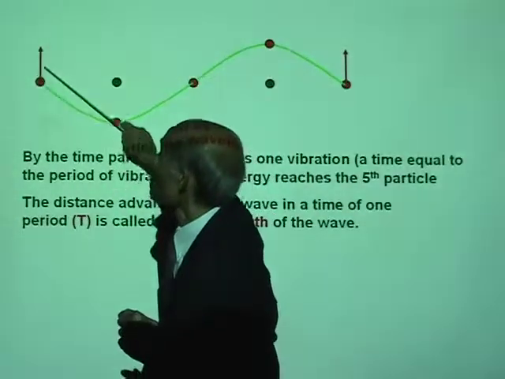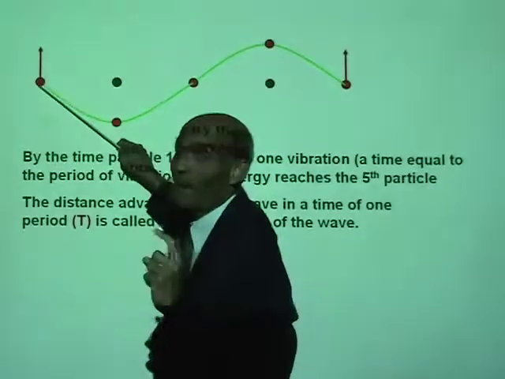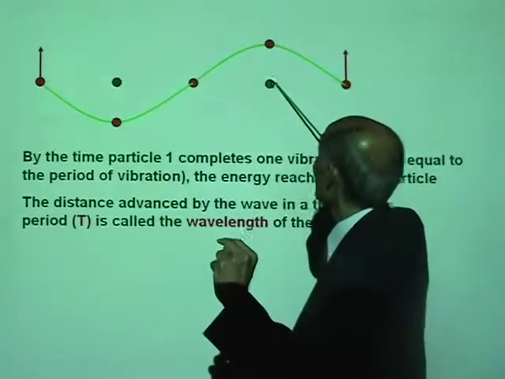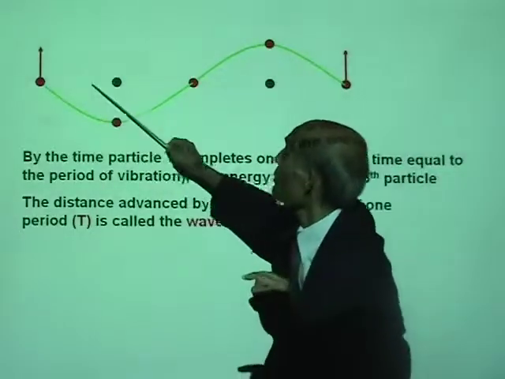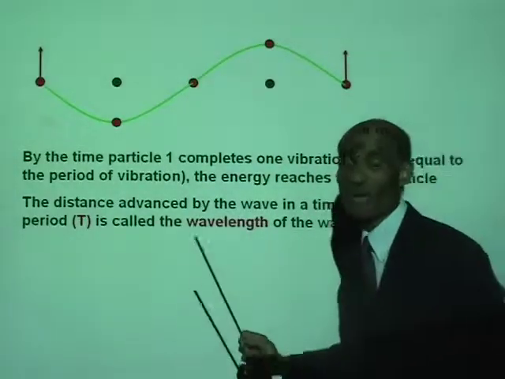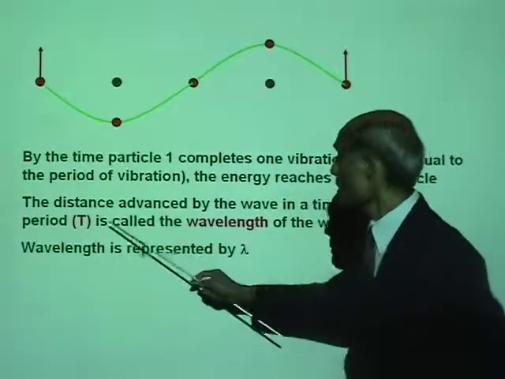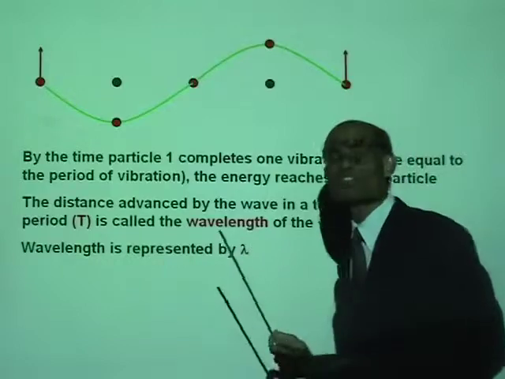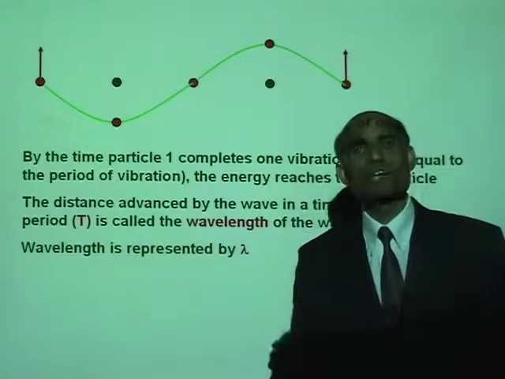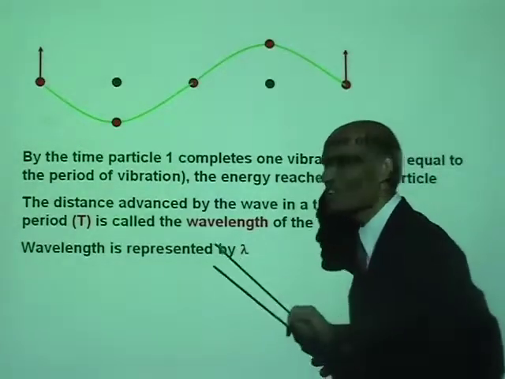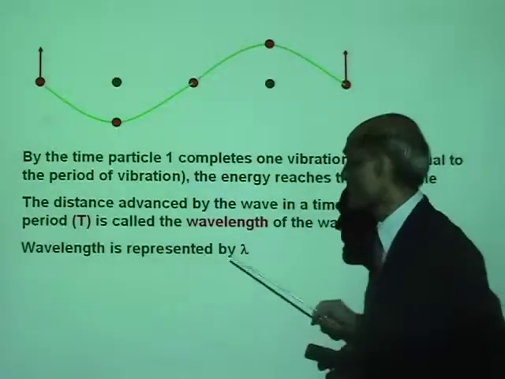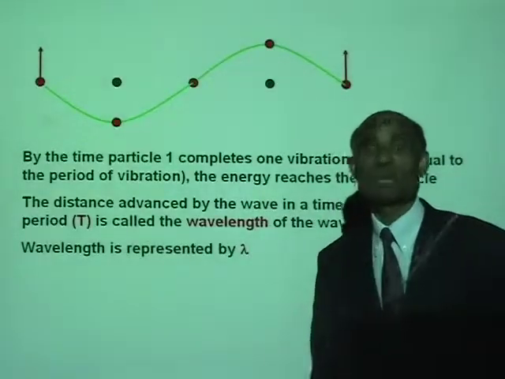You see, the time taken by the particle to complete one vibration is its period. And during that time, the wave advanced this distance. The wave traveled this distance. And that distance is what we call the wavelength. Now, we represent the wavelength by the Greek letter. I know most of you are not very familiar with Greek letters. We will use a couple of those. Now, you read this letter as lambda, lambda. And we represent the wavelength by using the Greek letter lambda.